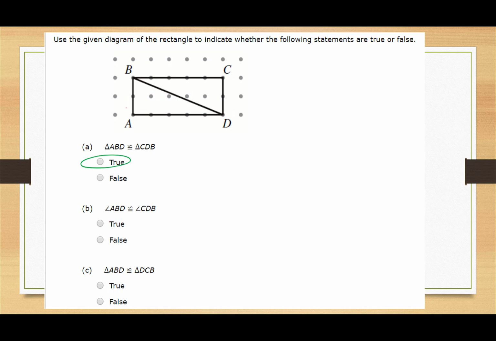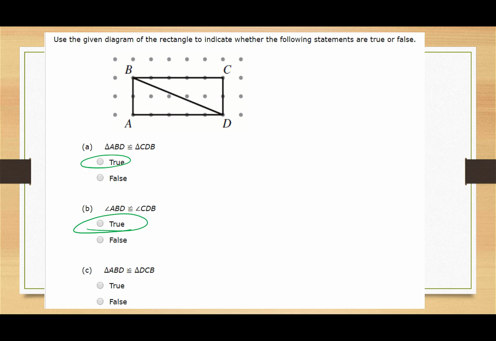Question B is angle ABD, is that congruent to angle CDB? And notice that it's the same order as the previous question, and since the triangles are congruent in question A, then we also can say those angles are congruent. It's talking about ABD, which I'm marking here in green, and CDB, I'm also marking in green. And so that's a true statement.